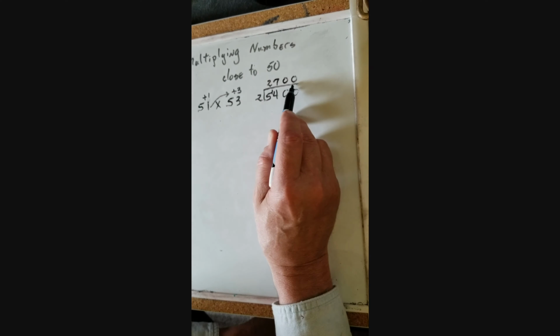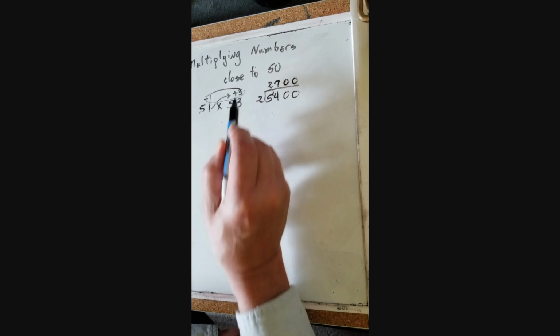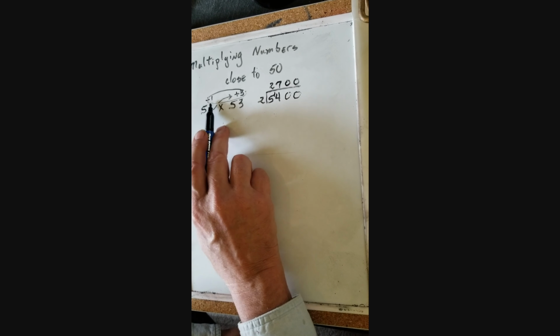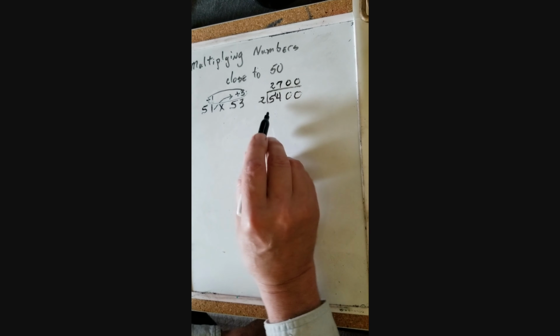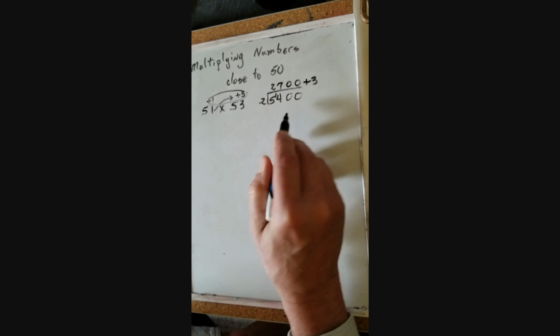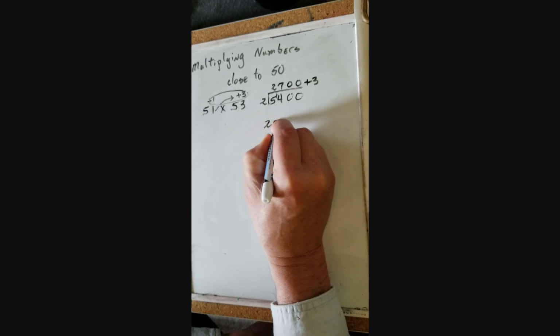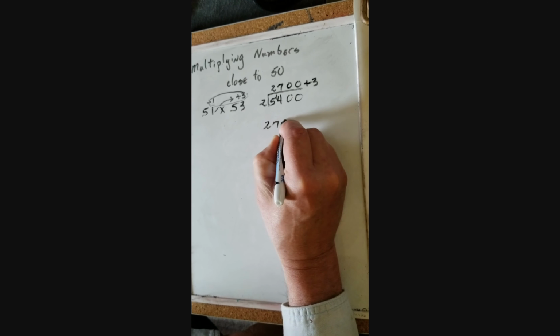Now since we have that, we're going to take these two numbers and add them. So 1 times 3 is 3. So plus 3, and that's going to equal 2,703.